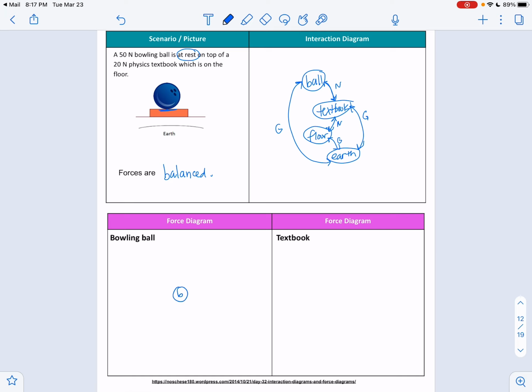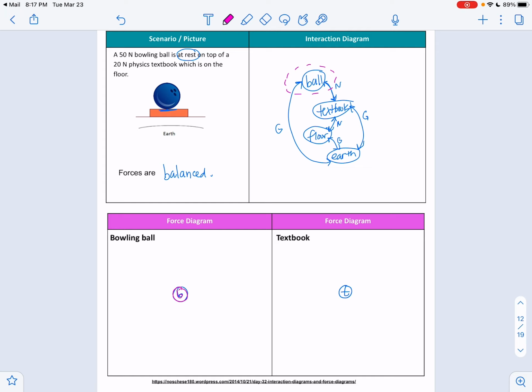Here my feeler is going to be the ball, and here my feeler is going to be the textbook. The ball is a little simpler, so I'm going to start with that one, because the ball, if you notice, only has 2 interactions. That's a little bit easier, so I'll do that one in pink.